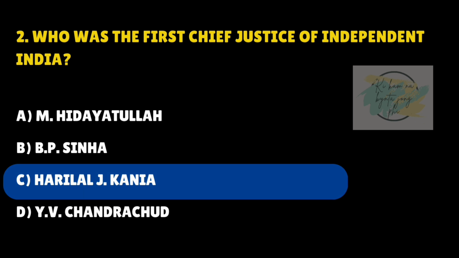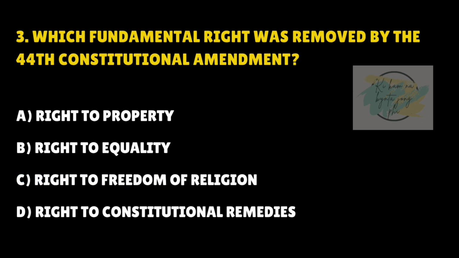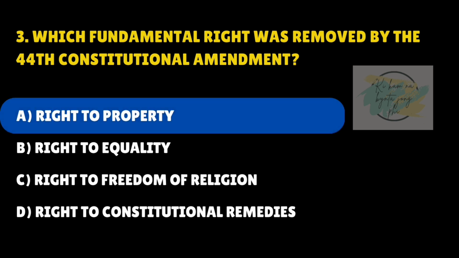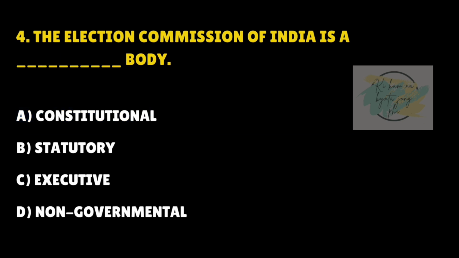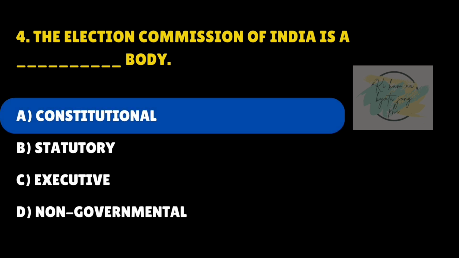Which fundamental right was removed by the 44th Constitutional Amendment? Answer is A. Right to property. The Election Commission of India is a what body? Answer is A. Constitutional.